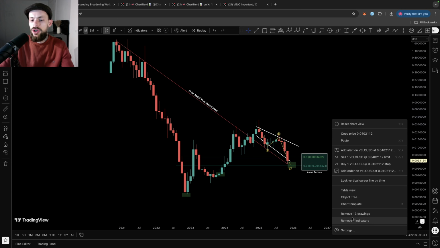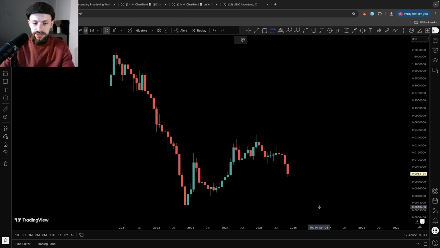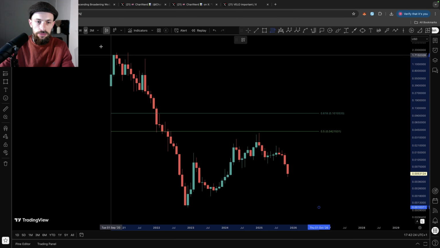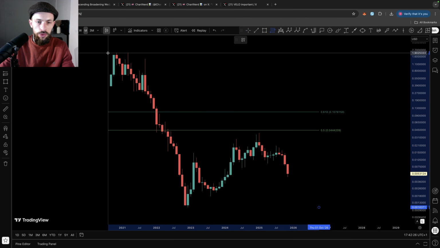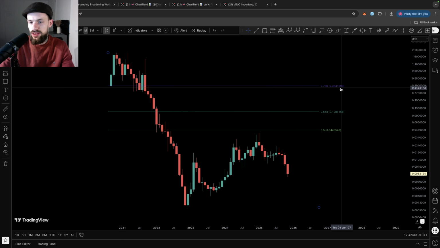Now, again, my targets haven't changed macro. I think once this correction ends, Velo is still above its all-time low, and the trajectory does point towards 10 cents and then the 0.786 at 38 cents. And these are still my potential targets.